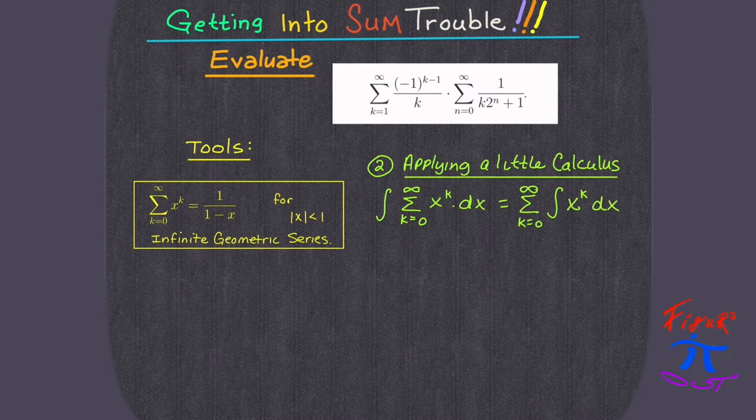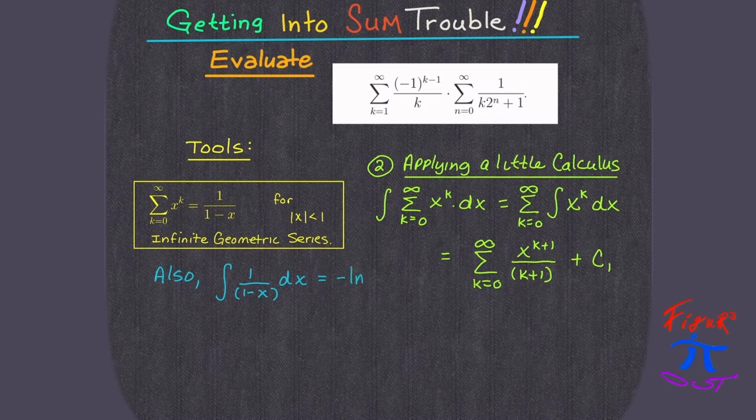The summation symbol and the integral symbol can be interchanged here, thus allowing us to take the antiderivative of x to the kth power, giving us x to the k plus 1 power over k plus 1 plus some constant. Right now that constant is arbitrary. Also, if we take the 1 over 1 minus x expression and integrate that, we get negative natural log of 1 minus x plus an arbitrary constant.